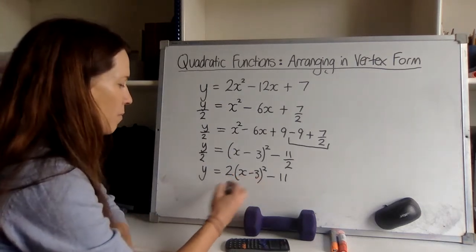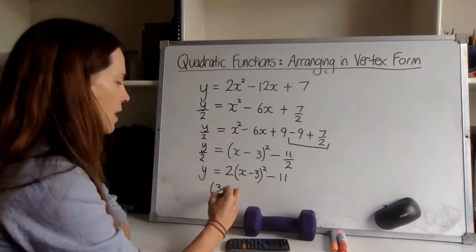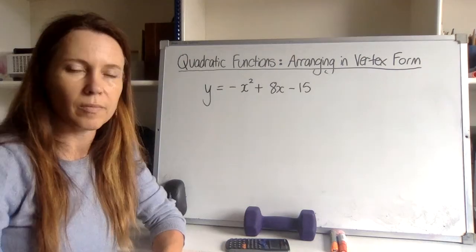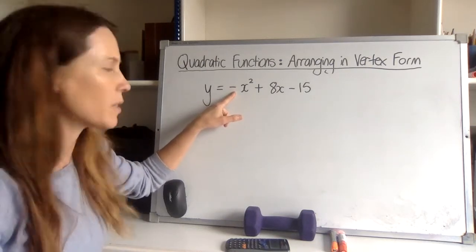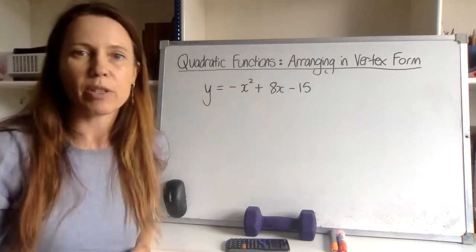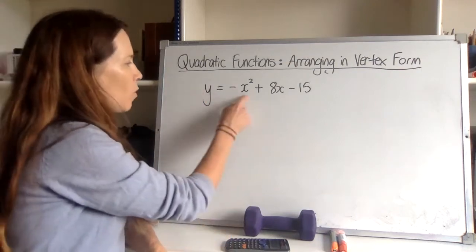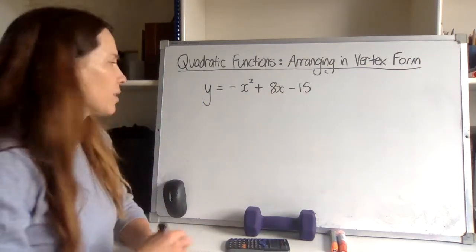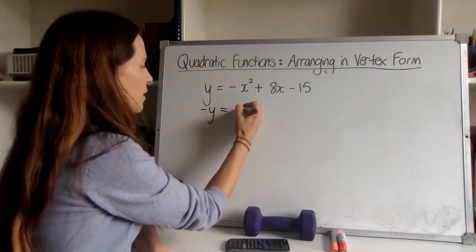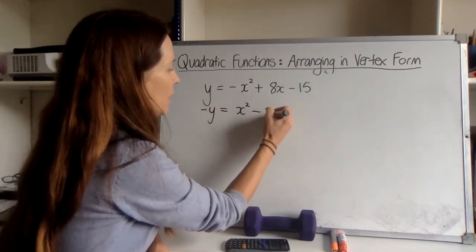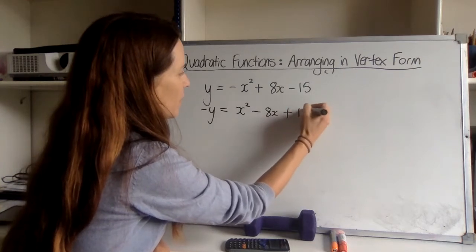It will be x minus, we've taken off 3, and negative 11. This last one looks monic, but it's not, because the number out the front here is negative 1. So we can take care of that just like we took care of that 2. We can divide all 4 terms by negative 1, or multiply them by negative 1, same thing really. So we've got negative y is equal to x squared minus 8x plus 15.